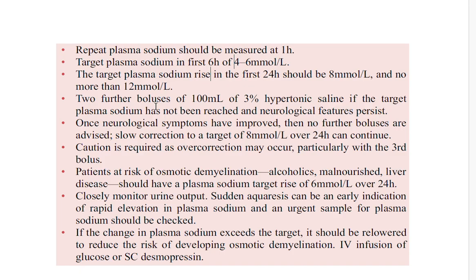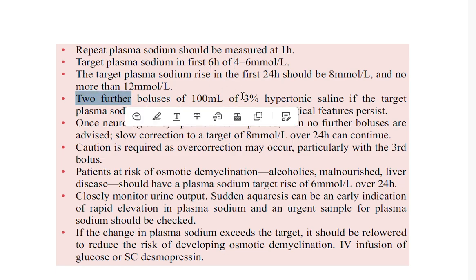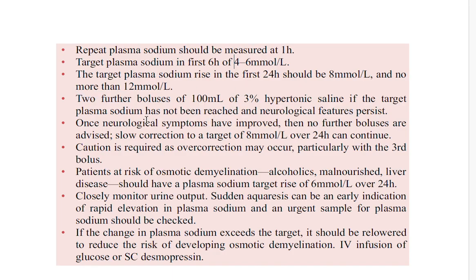So they are saying that if the neurological features are not improved, you can give 2 further boluses of 100 ml. And once the neurological features are improved and patient is still having hyponatremia, then don't give any bolus. Slow correction to a target of 8 millimole over 24 hours can continue. Always be very careful with the overcorrection, particularly when you are giving the third bolus.